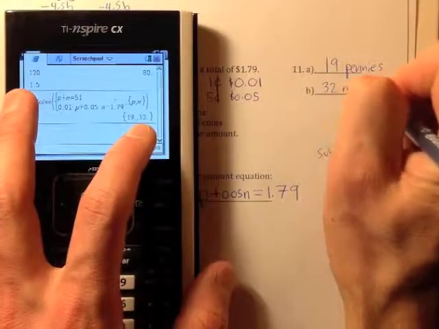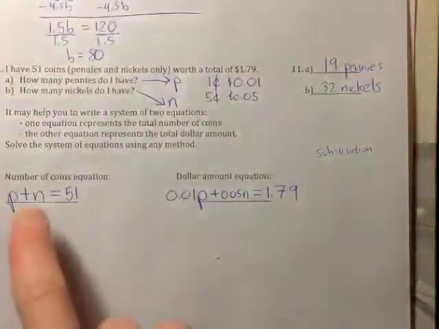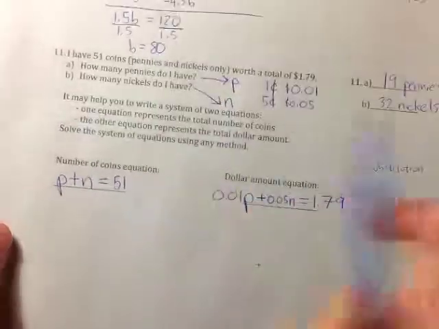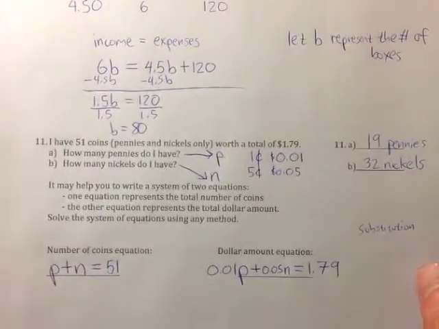That was a piece of cake, right? The most difficult part was just writing the equations. Okay, so that is it for this objective. Hope you learned something.